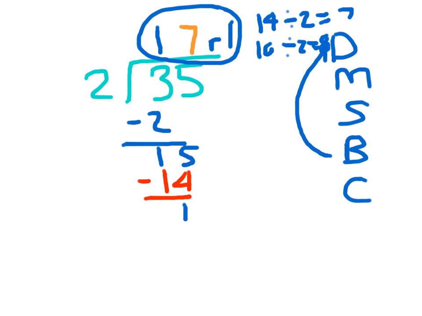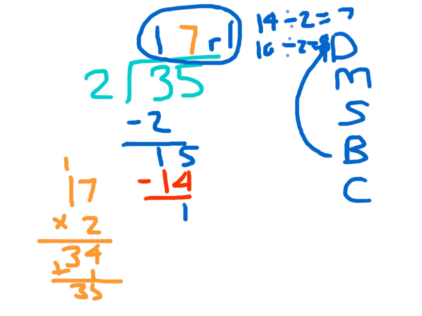Again, this is the quotient, this is our dividend, and this is our divisor. Our check for this problem is 17. We multiply that by 2. We go step by step with our multiplication. We can't just write 34. 2 times 1 is 2, plus 1 is 3, and then we add back in our remainder. So that problem does check.